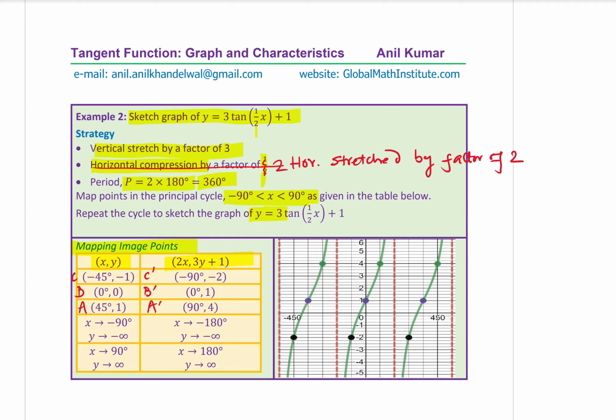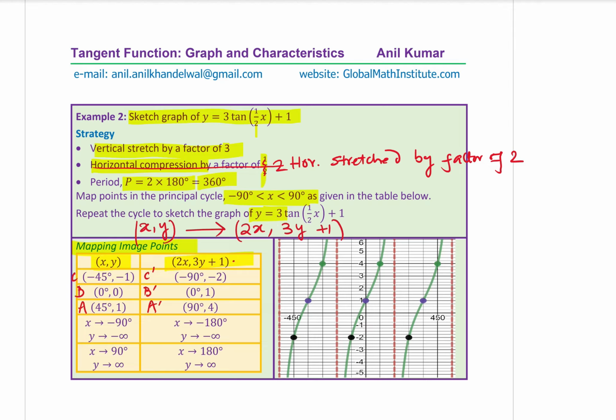The transformation clearly indicates that any point xy on the graph of the tan function will have its x values multiplied by 2 and the y values multiplied by 3, and then we are going to add 1 to them. So this is written right there. When you multiply the x values by 2, minus 45 becomes minus 90. The y values are multiplied by 3 and plus 1, in this case C dash will be minus 2. So these are the points which you are going to get, correct?